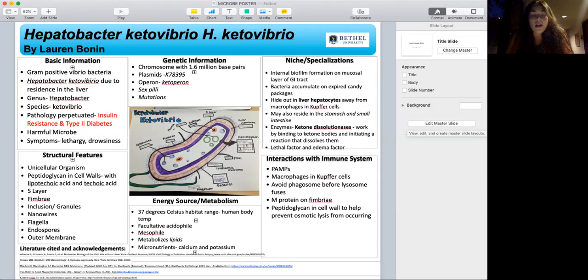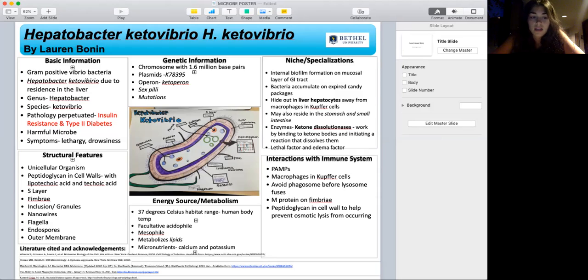Additionally, it causes symptoms of laziness and drowsiness, lethargy, and it is harmful, clearly. It perpetuates insulin resistance and type 2 diabetes. Some of the structural features that you can see in my drawing right here are that it is a unicellular organism. The purple layer here is peptidoglycan cell wall with lipoteichoic acid and teichoic acid. It contains an S layer for attachment, fimbriae, so that it can more readily attach to liver cells.